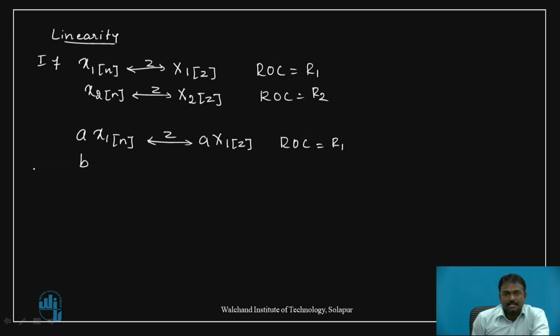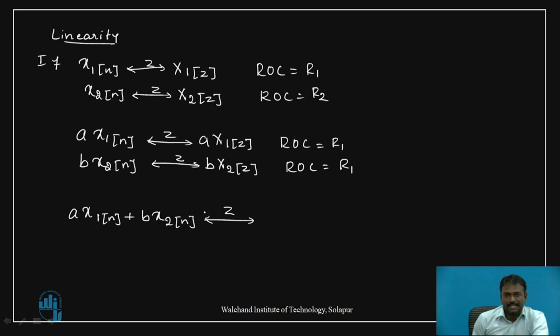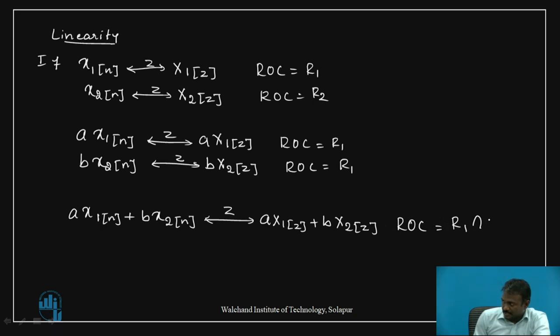Similarly, b is a scaling factor of x2 of n, and b into x2 of n is a discrete time signal and Z transform of b into x2 of n is equal to b into X2 of z with ROC equal to R2. Now, if a into x1 of n plus b into x2 of n is a discrete time signal, then Z transform of a into x1 of n plus b into x2 of n will be equal to a into X1 of z plus b into X2 of z with ROC containing R1 intersect R2.